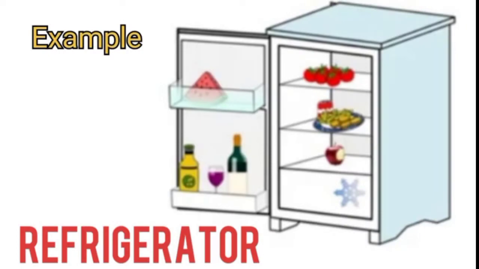An example for isothermal process is the refrigerator. There are many processes happening inside the refrigerator, but the temperature remains constant. So the fridge is an example for isothermal process.